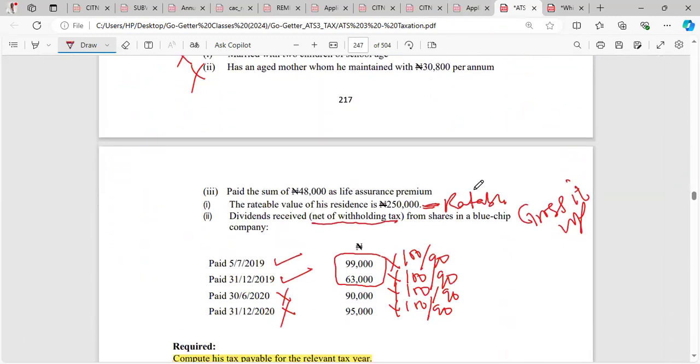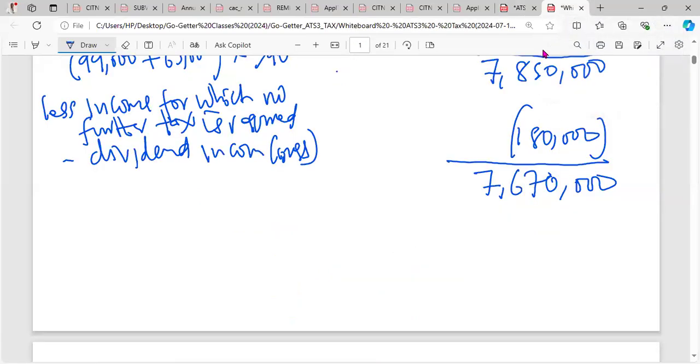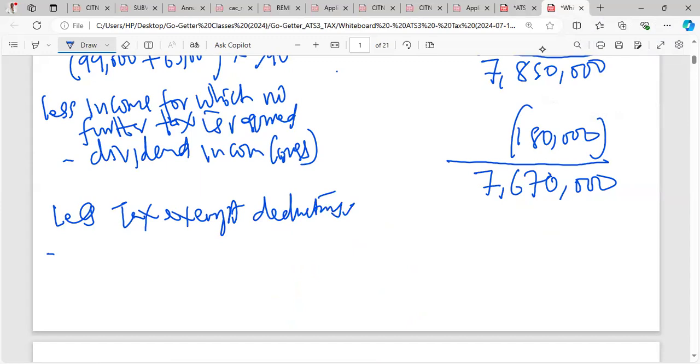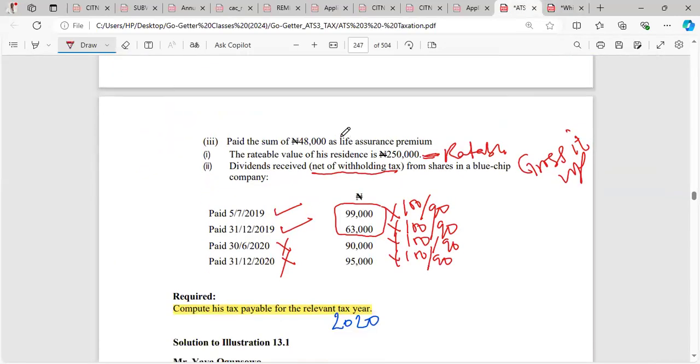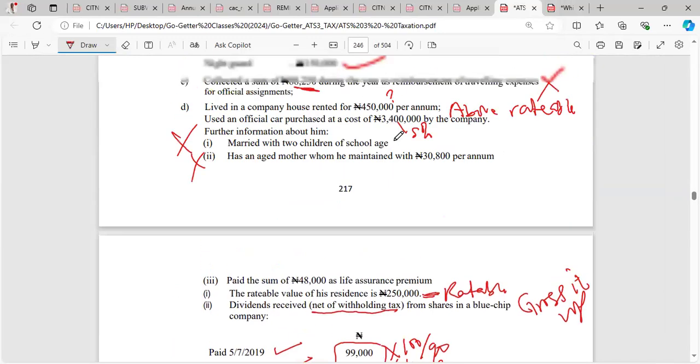We were told that he paid 48,000 as life assurance premium. 48,000. So you come here, less tax exempt deductions. We say life assurance premium. We have 48,000. Is that a monthly figure or a yearly figure? They didn't tell us it's per month, so it's a yearly figure.